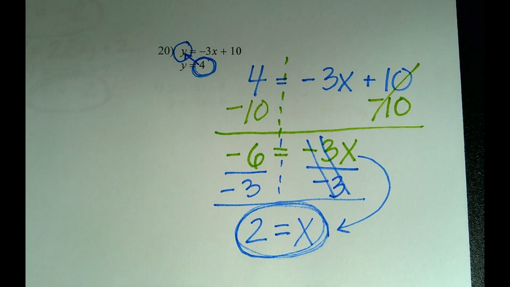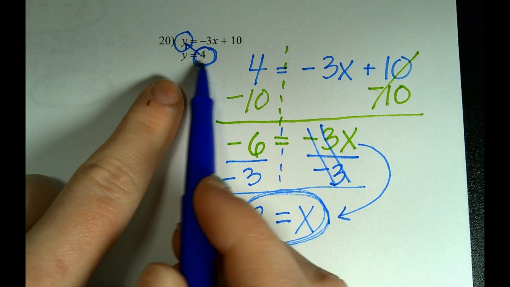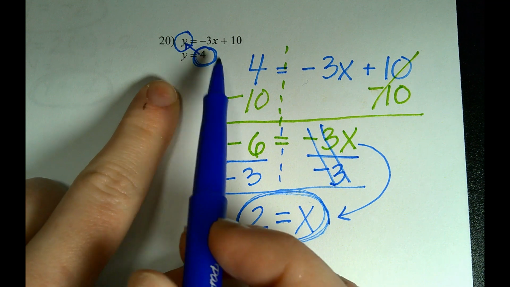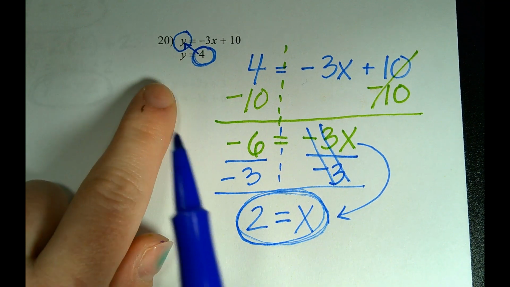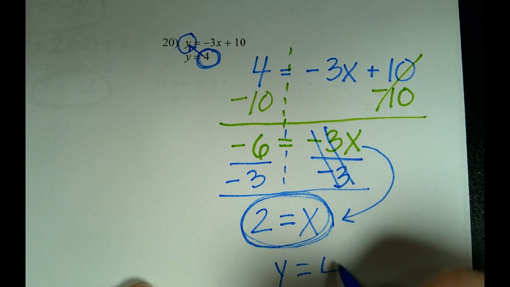Do we need to solve for y? No, they already did it for us. Whenever we have a second equation that just says y equals a number, y is already solved for. So x is 2, y is 4.